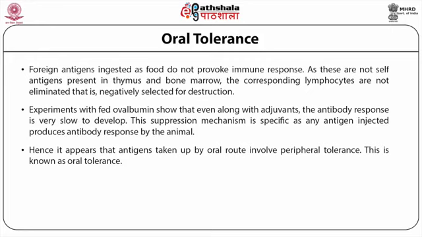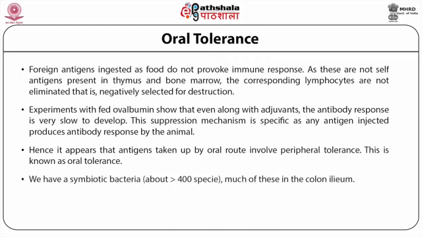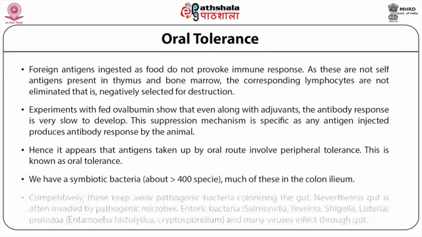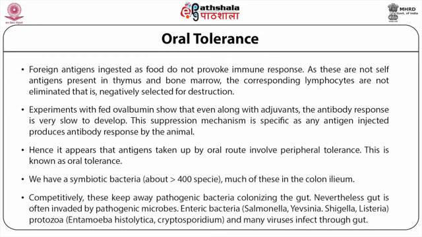Before trying to understand oral tolerance, it is necessary to consider bacterial infections of the gut. We have symbiotic bacteria of more than 400 species, much of these in the colon and ileum. Competitively, these keep pathogenic bacteria from colonizing the gut. In some situations, such as breaks in the mucosal lining of the gut, non-pathogenic strains of bacteria, E. coli being an important example, cross over to the blood and initiate systemic infection. Thus, the lining of the gut is responsible for ensuring that the relationship with the gut flora remains symbiotic.